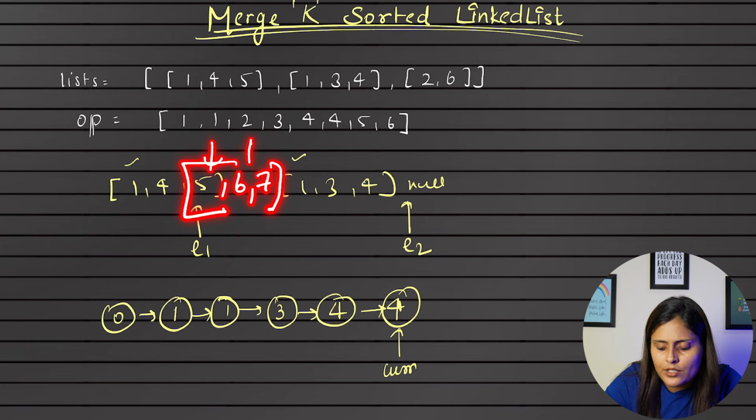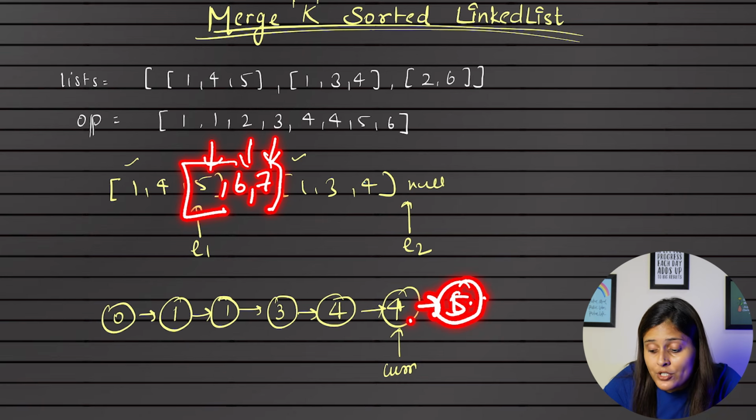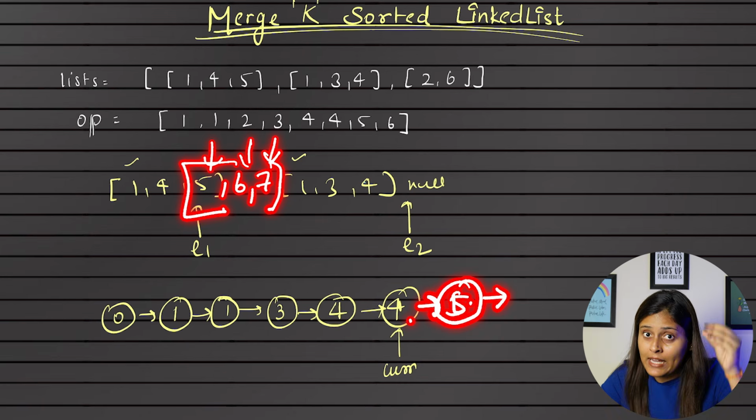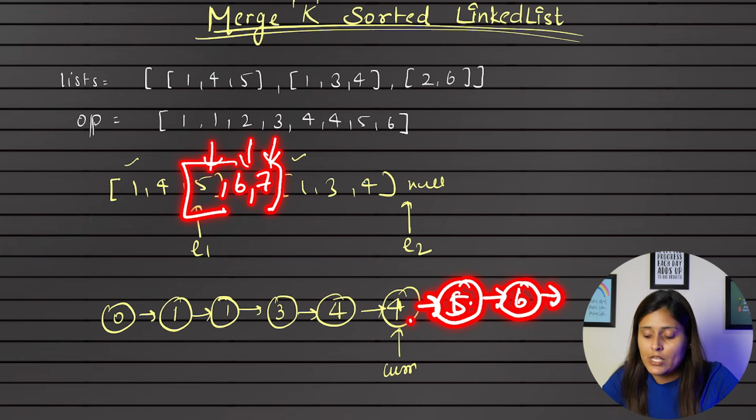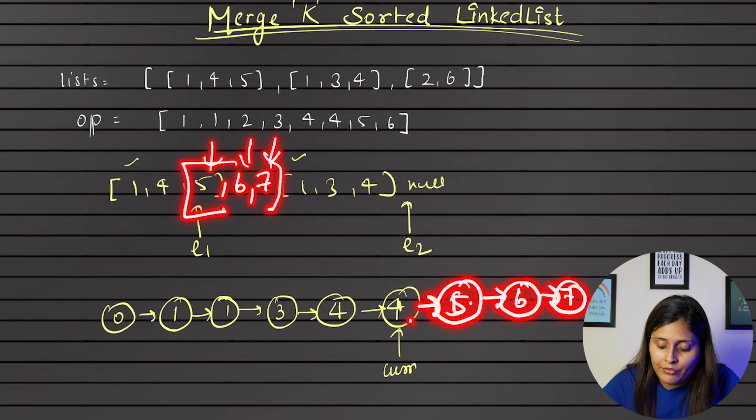Now why iterate here? We know it's already sorted. So why not connect current.next with whatever L1 is? So L1 is 5. Now 5 already has the address of 6, so 6 will also get connected. Now 6 has the address of 7, so 7 will also get connected and we are done.